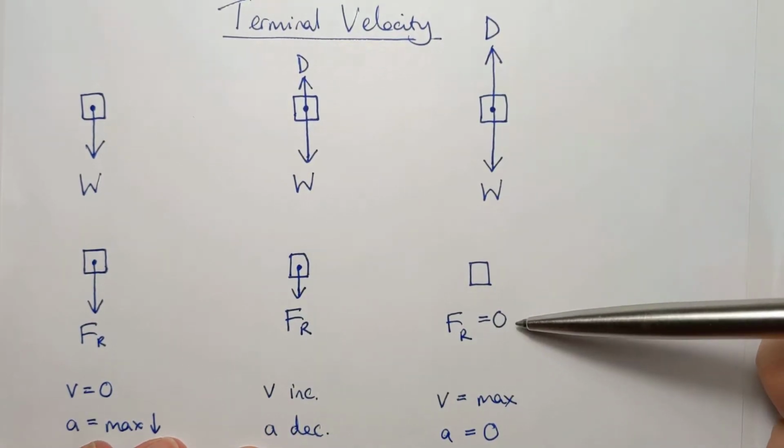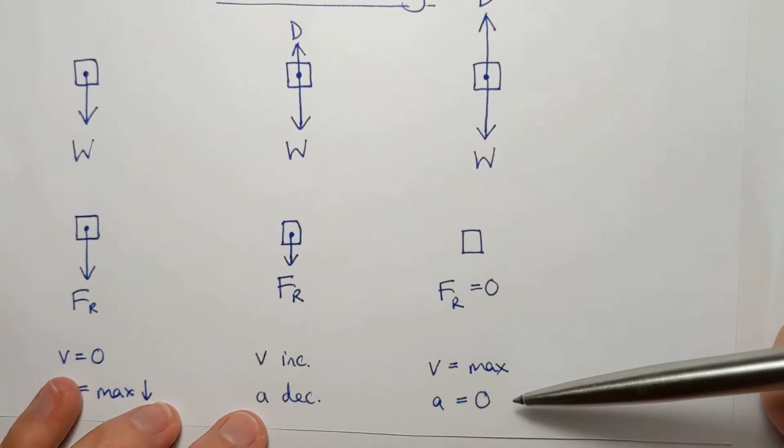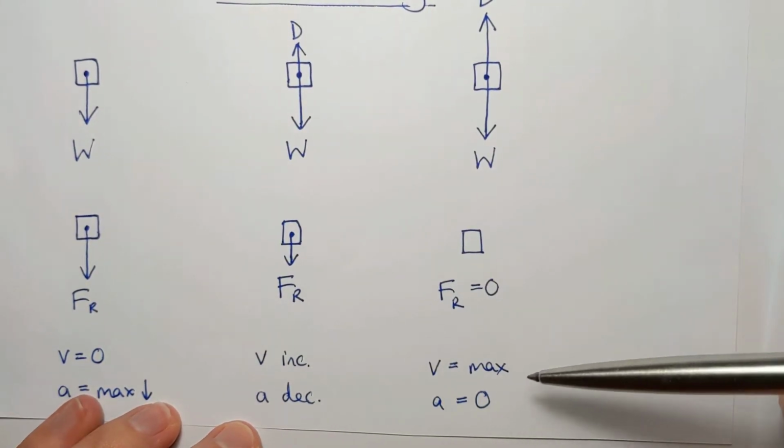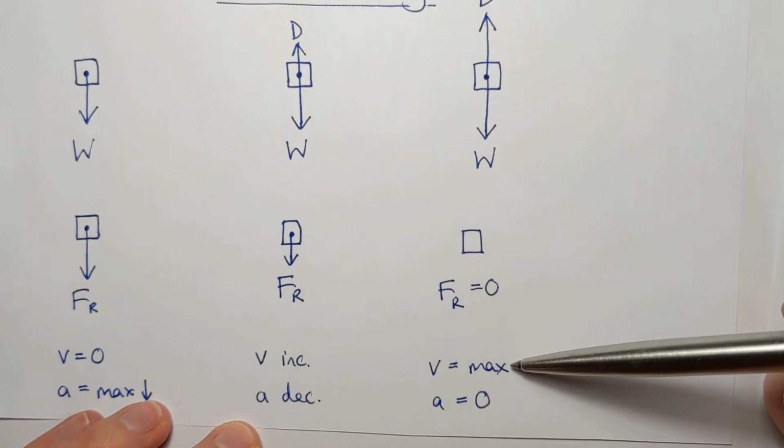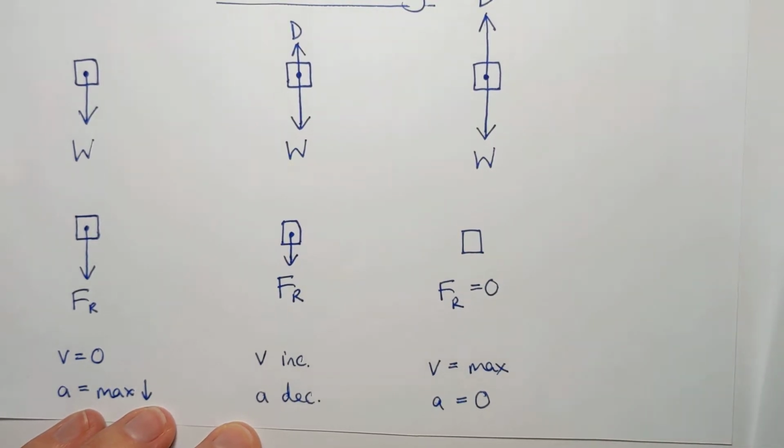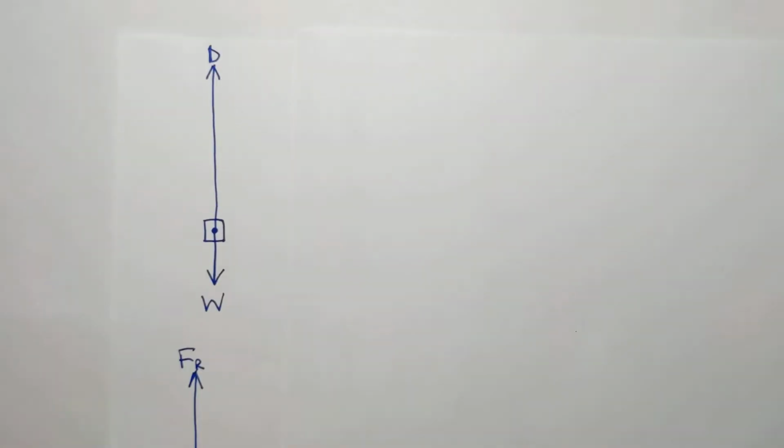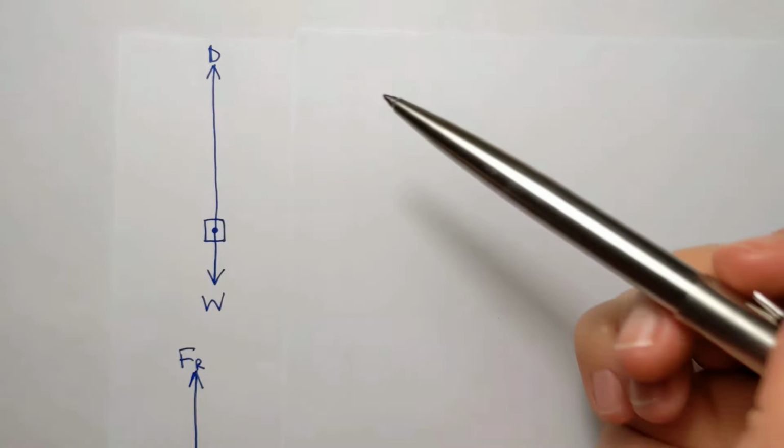And then the resultant force on you is 0, your acceleration is 0, and you have reached the maximum velocity you're going to go for this situation. And so this is your terminal velocity for your current situation. But then you're going to pull your parachute.